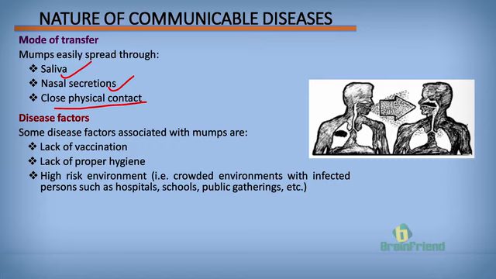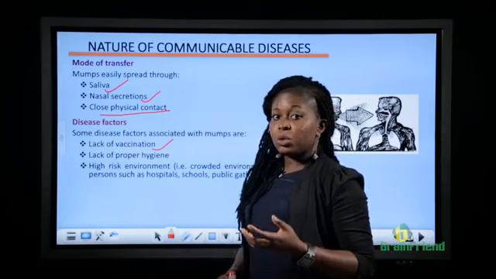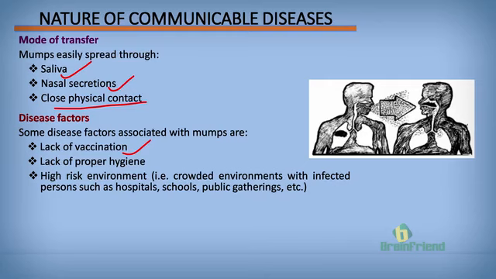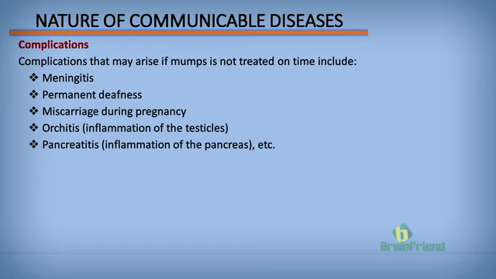Some risk factors of mumps are lack of vaccination. Of course, someone who has not been vaccinated with the mumps vaccine will very much likely contract the virus when it is around, more than someone who has been vaccinated. Another risk factor is lack of proper hygiene. Then high-risk environments such as crowded environments with infected persons. Most times such environments are hospital environments, school environments, and public gatherings. So these are risk factors for the disease.